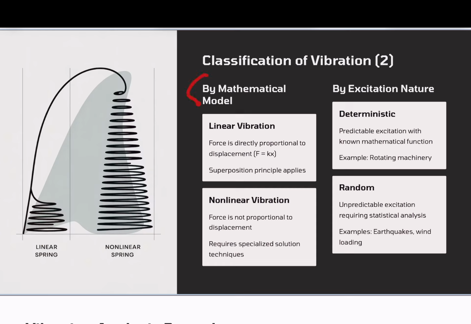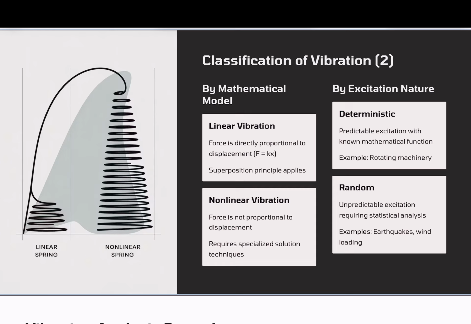By mathematical model, we have linear and nonlinear vibration. In linear vibration, the restoring force is directly proportional to the displacement. That is Hooke's law, F equals kx. The nice thing about linear systems is that the superposition principle applies. That means if you know the responses to the inputs separately, you can just add them to get the total response. That is much easier to analyze.